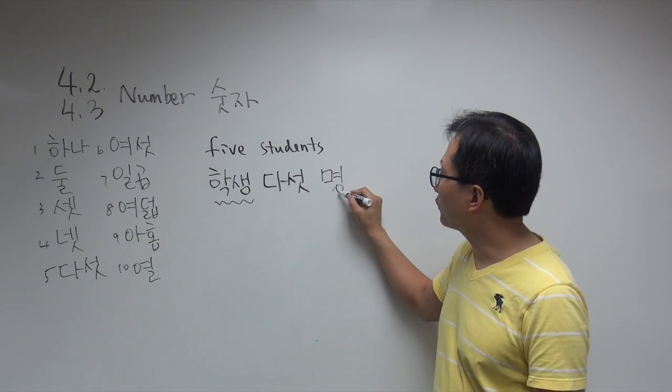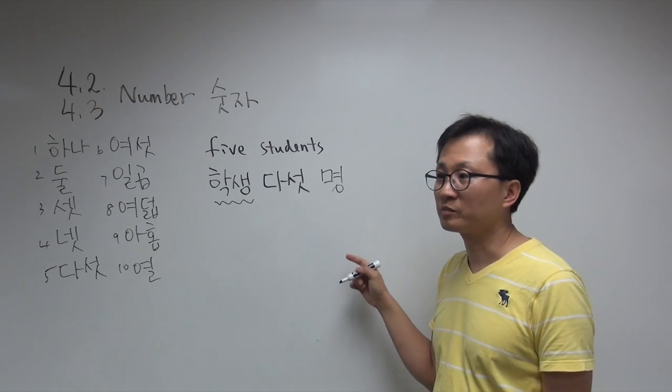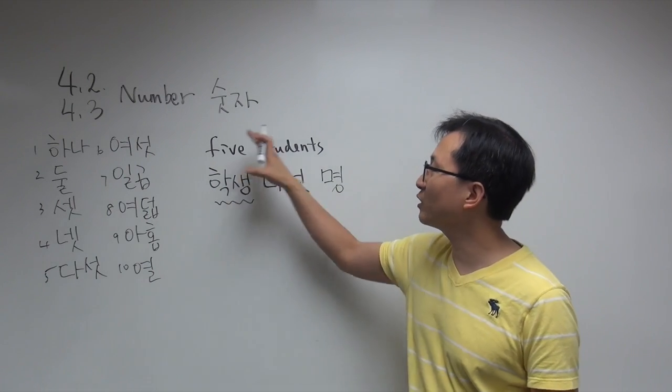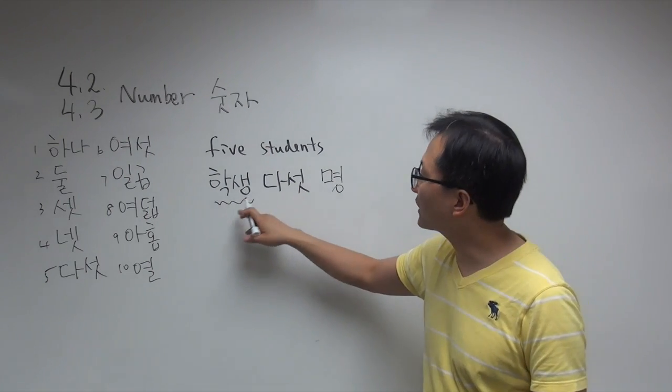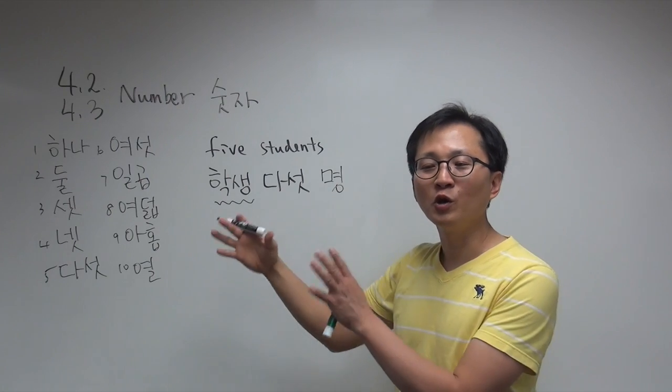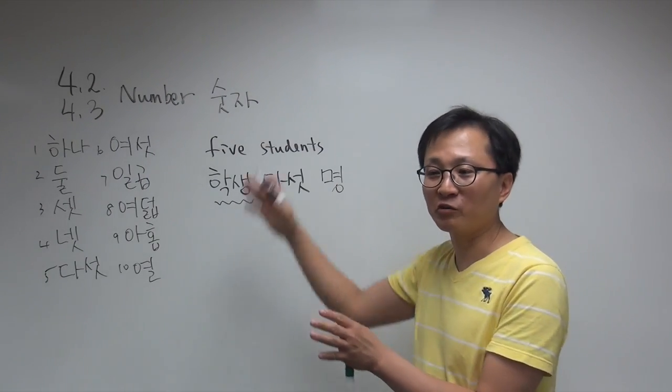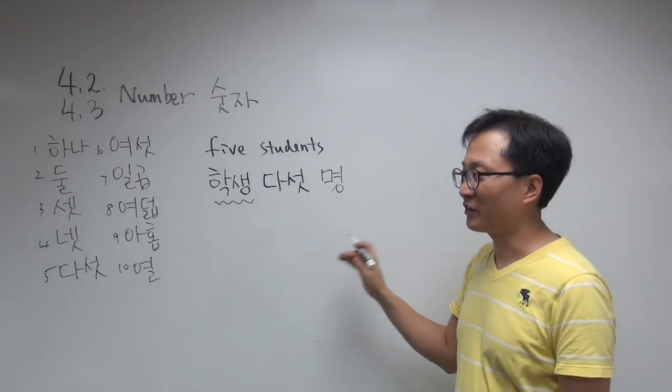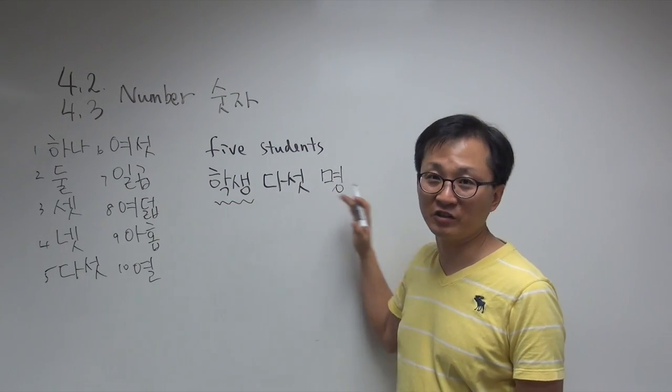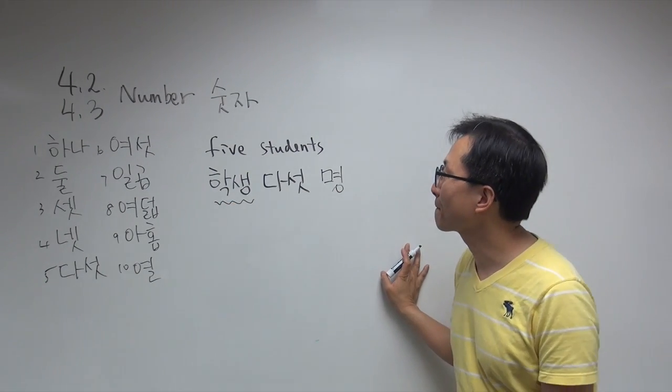Then, why do we use this counter? We specify the class of what we are talking about. The 학생 is classified into the people, person category. So we specify the category of the noun in this way. That is the Korean way.